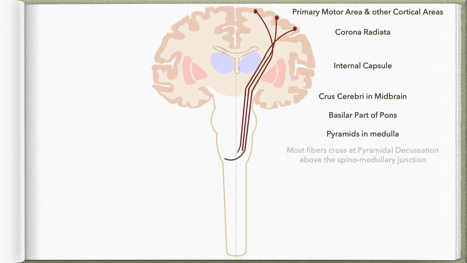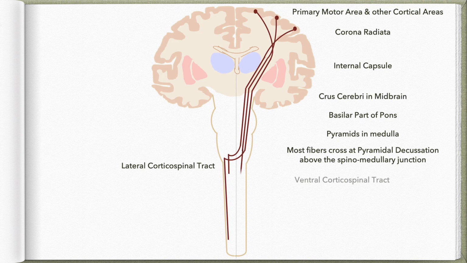In the lower medulla, just above the spinomedullary junction, the majority of these fibers cross at the pyramidal decussation to form the lateral corticospinal tract. The uncrossed fibers descend as the ventral corticospinal tract. The crossed fibers of the lateral corticospinal tract terminate at the appropriate levels by synapsing with the interneurons or motor neurons of the same side. The uncrossed fibers in the ventral corticospinal tract either cross in the spinal cord to synapse with the contralateral neurons, or a few may terminate on the ipsilateral side.